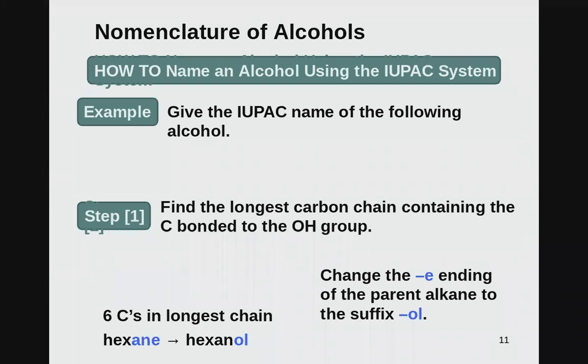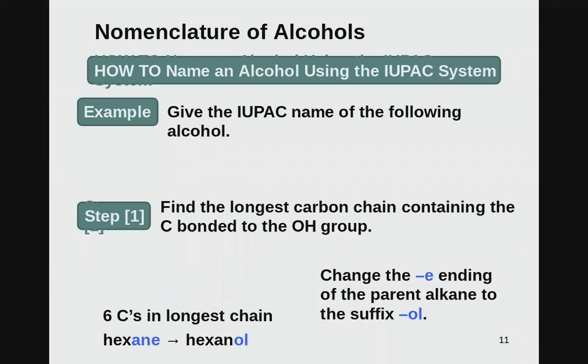Now, normally we would name that hexane, 6 carbons. If it's an alkane, it would be hexane. But when we identify the presence of a hydroxyl group, remember that alone makes it an alcohol. So what we do is very much like when we were naming double bonds or triple bonds. We drop the e, leaving us with the hex and giving us ol. So hexanol would be the starting answer here. So we have hexanol.